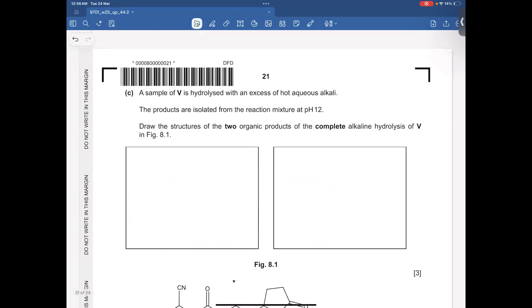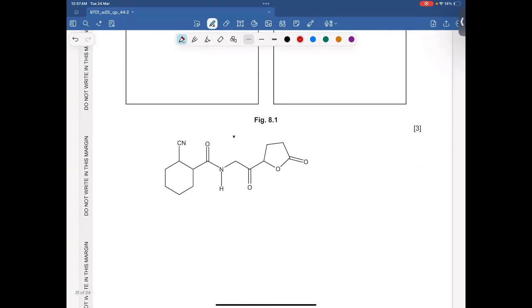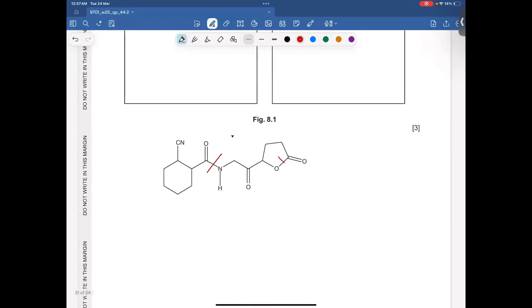An examiner is looking for the hydrolysis with excess hot aqueous alkali. The products are isolated from the reaction mixture at pH 12. Okay. So for hydrolysis, the amide will break and the ester will also break.